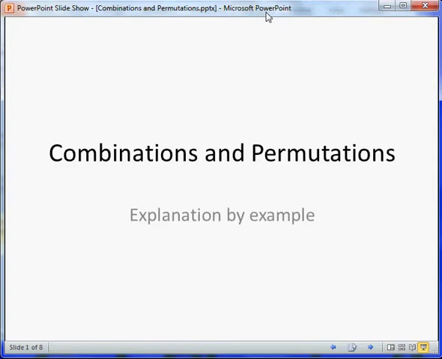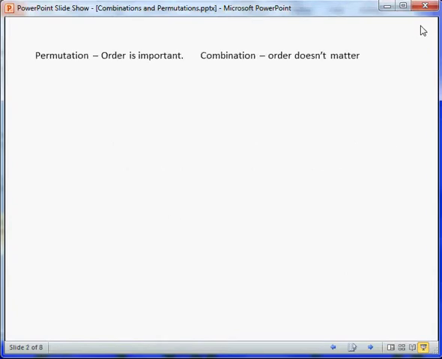Okay guys, so I'm going to give you a really quick video about combinations and permutations. I'm not going to go into a lot of theory, but just give you some explanations by example and give you some ideas that help remember how things work. Basically, the key idea is with permutations, order is important. Combinations, order is not important.